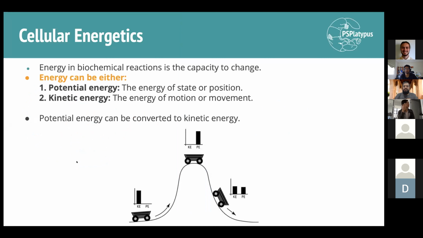Let's begin talking about cellular energetics and fuels. Energy has multiple definitions, but energy in biochemical reactions, we can define as the capacity to change. It can be either potential energy or kinetic energy. Potential energy is the energy of state or position, whereas kinetic energy is the energy of movement. We can convert kinetic energy to potential energy and potential energy to kinetic energy.